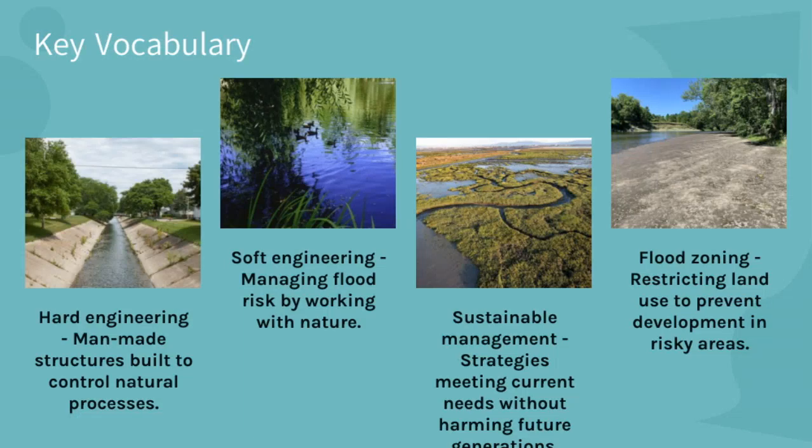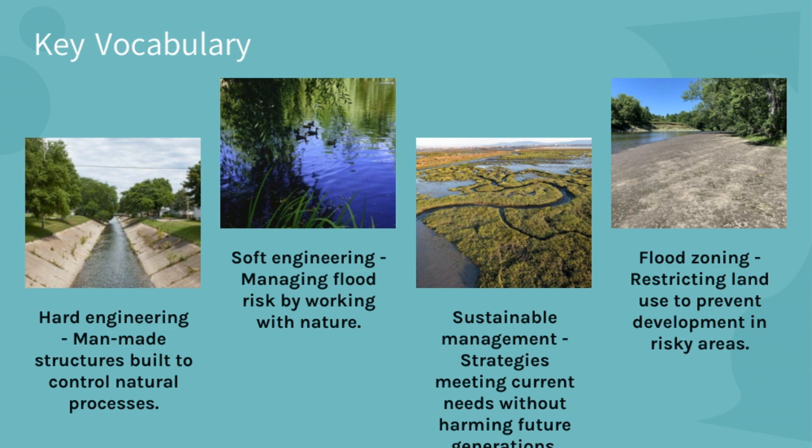Before we go further, let's look at the key vocabulary. The first term is hard engineering. Hard engineering means man-made structures built to control natural processes. Examples include dams, reservoirs, concrete channels, embankments, and flood walls. The second term is soft engineering. Soft engineering means managing flood risk by working with nature. Examples include afforestation, floodplain zoning, river restoration, and flood storage areas.